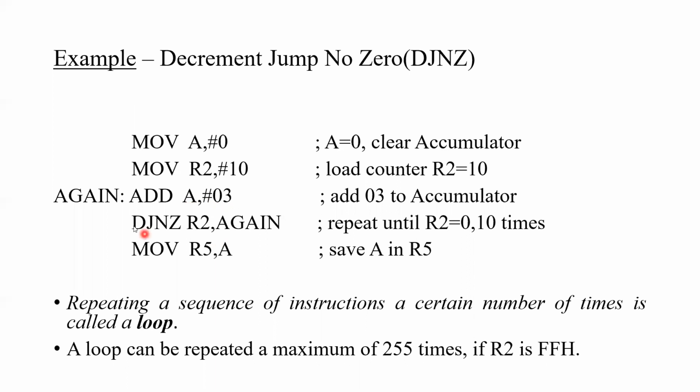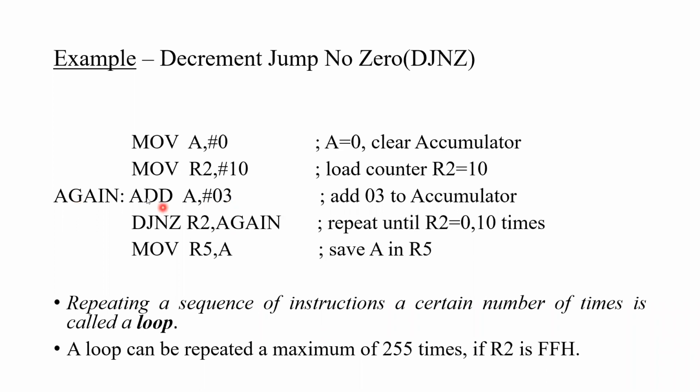Then it goes to the next instruction, DJNZ. R2 will decrement by 1 and have a value of 08. Again 08 is not equal to 0, so jump to again, which is the relative address. It will jump here. Again ADD A, #03.